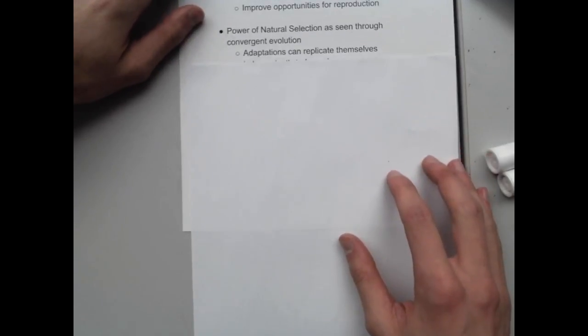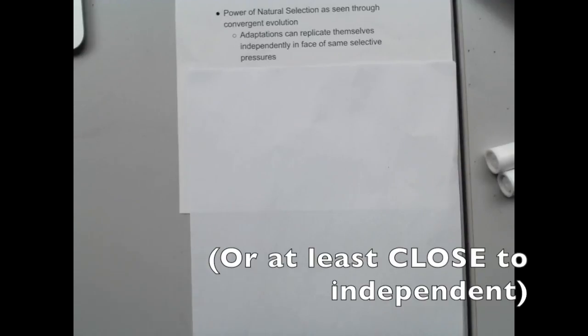Okay, we also see, going back to the entire purpose of this video, we see the power of natural selection as evidenced through convergent evolution. Basically, convergent evolution is particularly useful for showing the power of natural selection since it represents independent replications of similar adaptations resulting from similar selective pressures. So since they're replications and they occur independently, that's really strong support for natural selection. It definitely shows the power that it has to shape organisms.